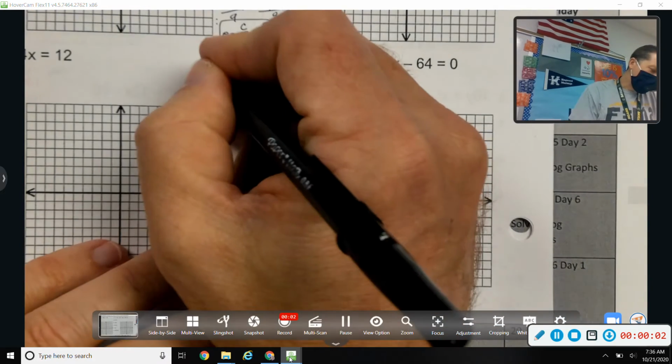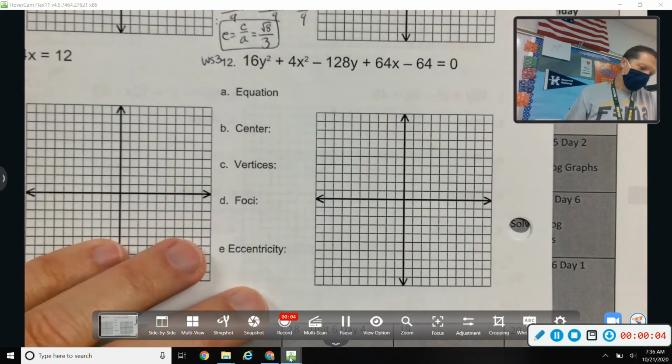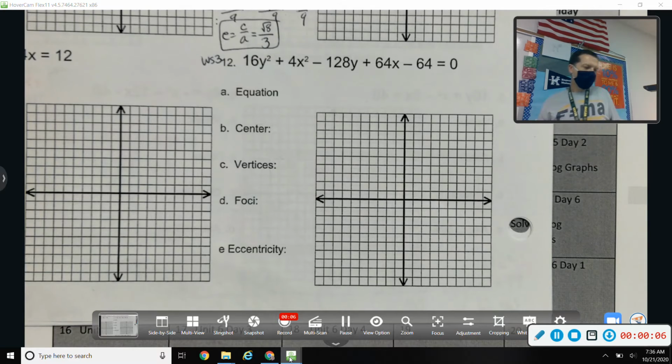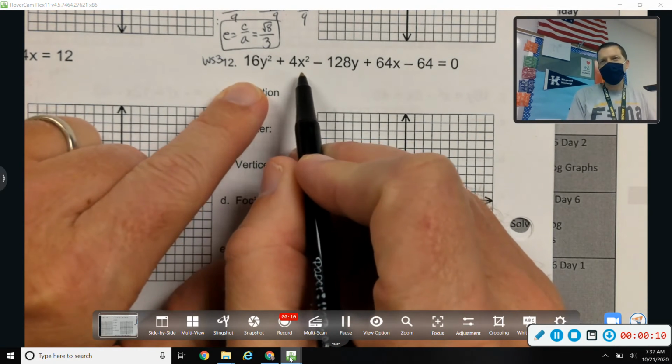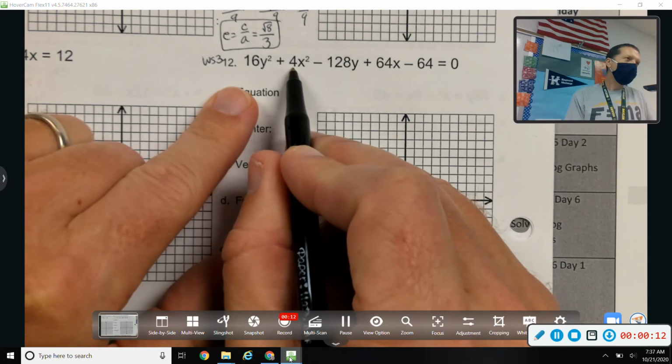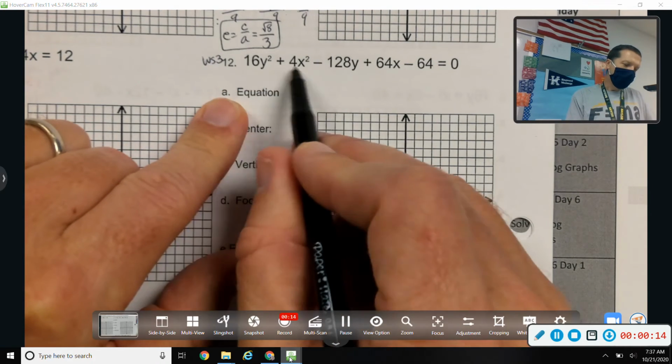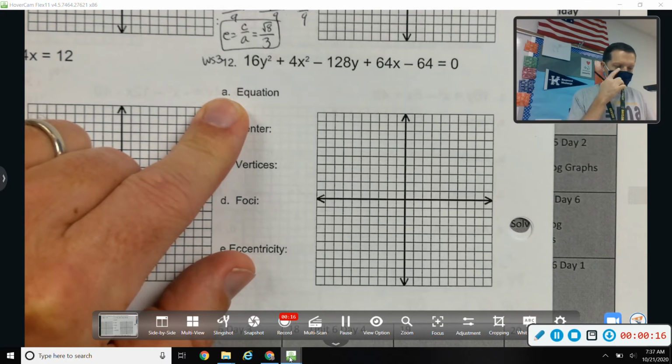All right, worksheet 3, still, number 12. It has an x squared and a y squared, so it's not a parabola. They're both positive, so it's not a hyperbola. And they're different, so it is an ellipse.